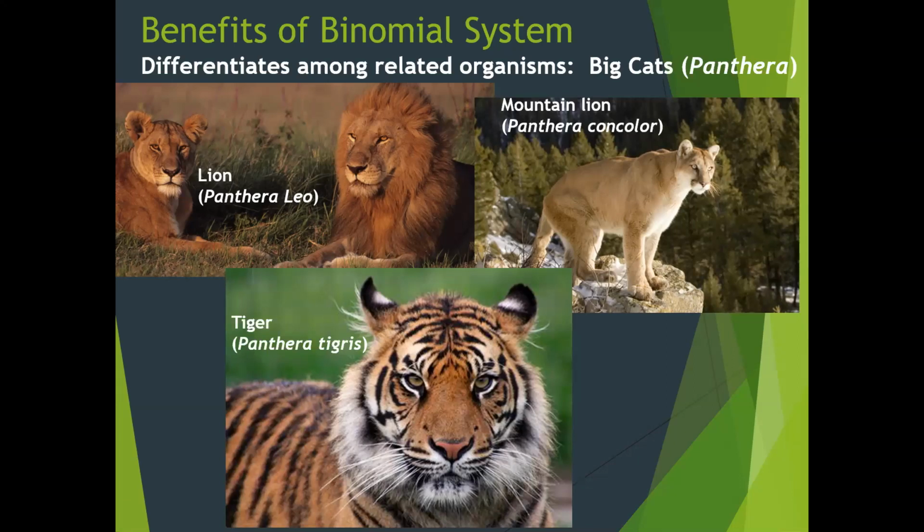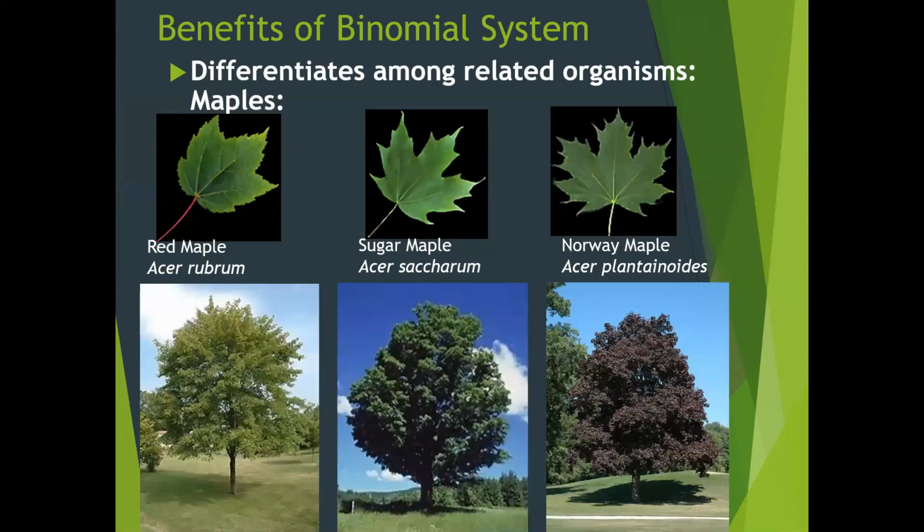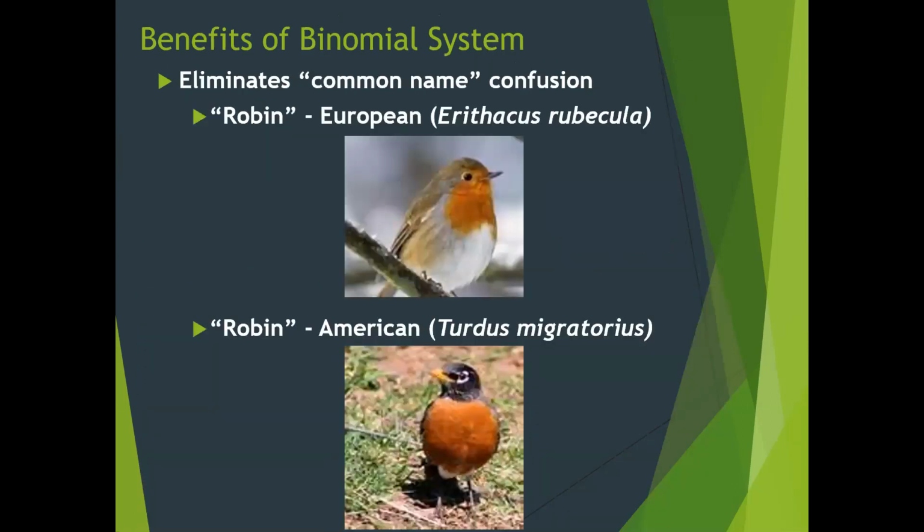So in the tree world, it differentiates among organisms the same way. With maples, the genus name is Acer, followed by the species name. So red maple would be Acer rubrum, sugar maple Acer saccharum, and Norway maple Acer platanoides. These are all related trees. You wouldn't just call them a maple; you would call them by their specific name.